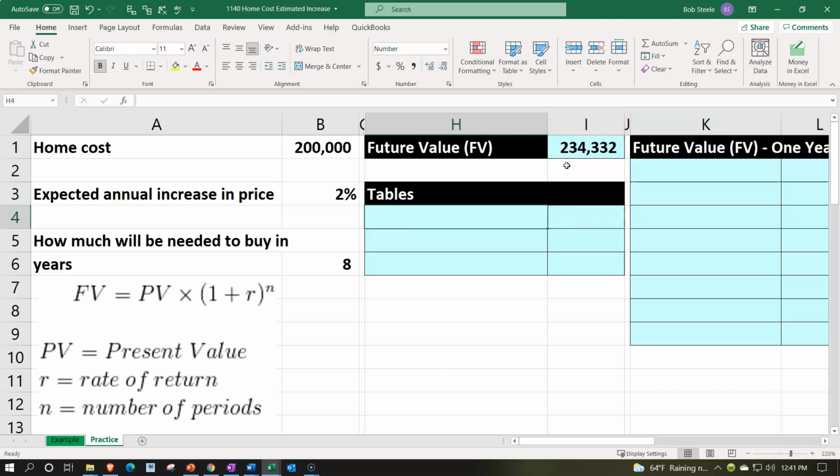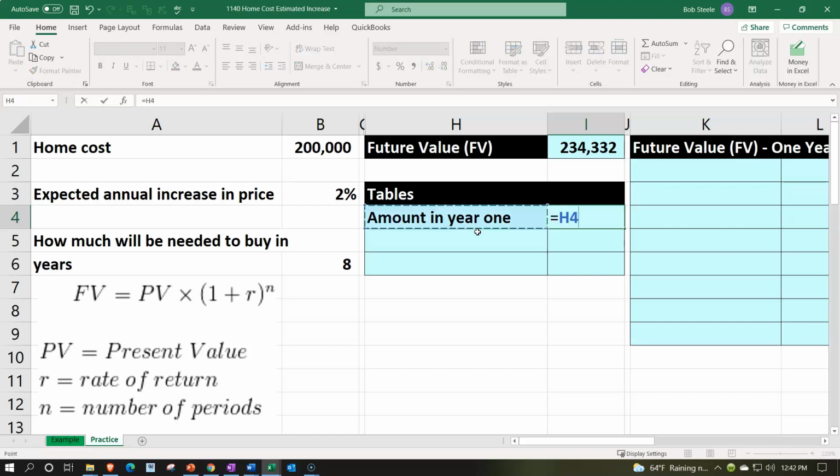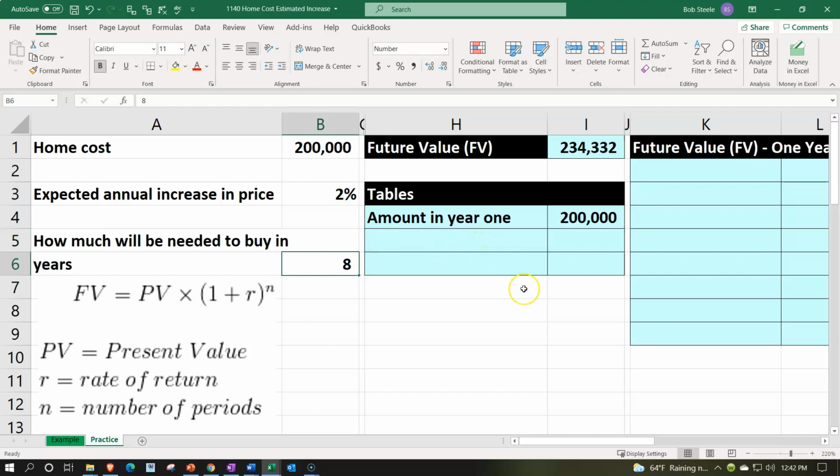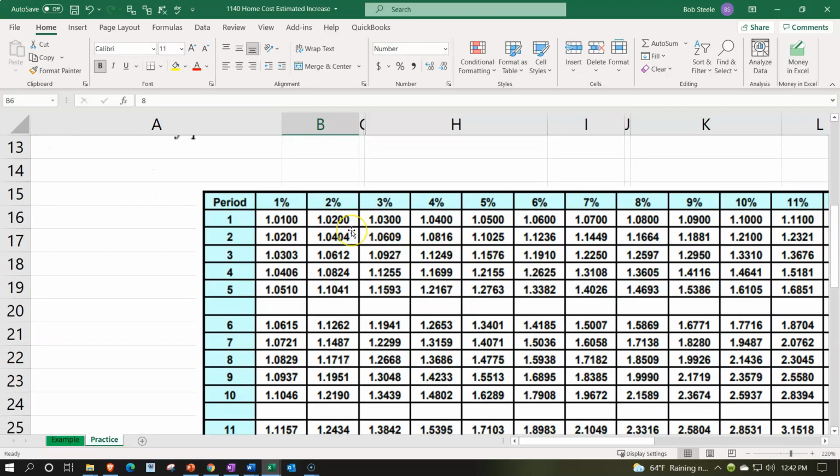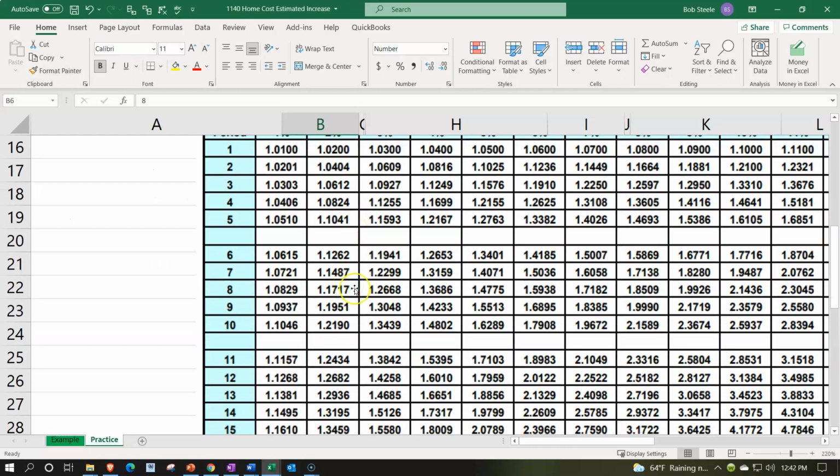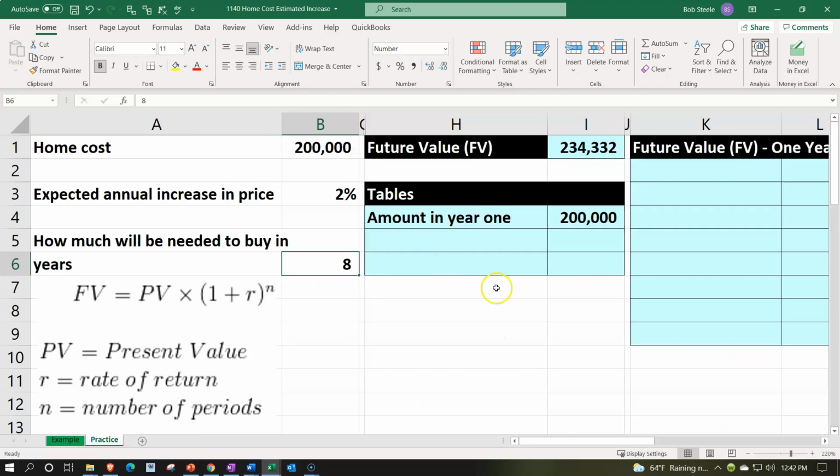Now we can do it with the tables. The tables, once again, would be used in a situation where some cruel school or something took your calculator and your Excel and then gave you these tables, like you're in a cave, like you're a caveman, and you had to look at these tables to figure out what you want to do. If they do that, then we take the 200,000 and look at the 2% and the 8 years. So we're going 2% and 8 years. So we're at the 1.1717.